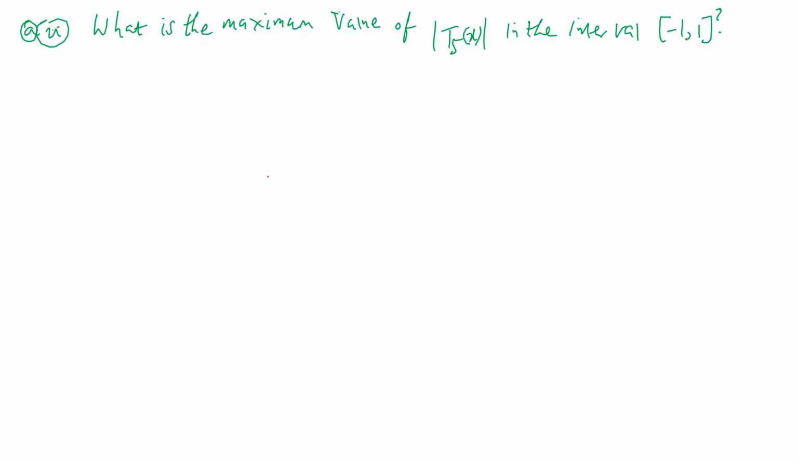Recall that t sub 5 was given in the question. t sub 5 is equal to 16x to the 5th power minus 20x cubed plus 5x. It was given like this, the Chebyshev polynomial. How you find the maximum value of the Chebyshev polynomial is part of what you need to learn in this course.